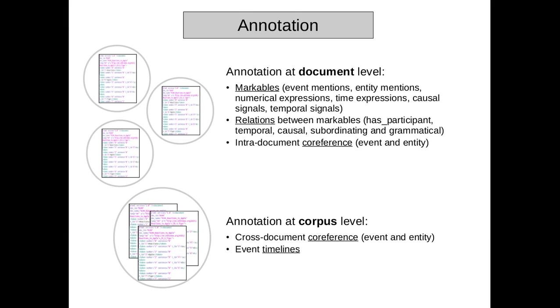The corpus is annotated both at the document and the corpus level. The document level annotation consists of markables, such as event mentions, entity mentions, numerical expressions, etc. Relations between markables. Examples of relations are temporal relations between event mentions and time expressions, or has participant relations between event mentions and entity mentions participating in the events. And finally, we have intra-document coreference for events and for entities. Annotation at the corpus level, on the other hand, includes annotation of cross-document coreference for events and entities, as well as the ordering of selected events on timelines.